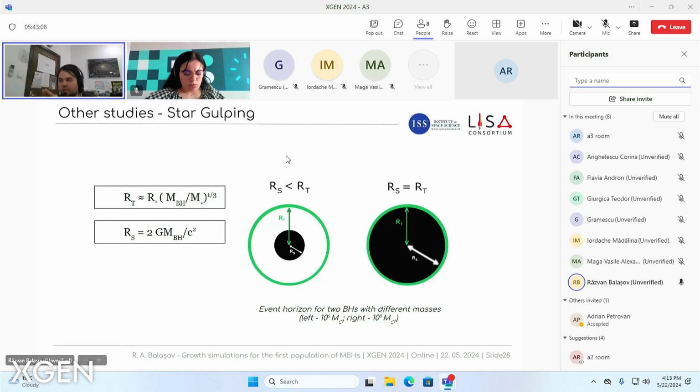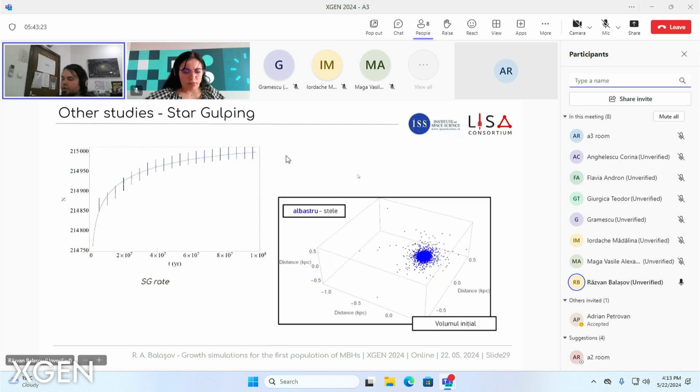It's a very efficient process, and this term was actually named by me and my team, star gulping, and this is an exotic way for the black hole to grow, very efficient. But the black hole has to be a little bit bigger. So I'm trying to integrate this into my simulations as a third method of black hole growth. And if it ever becomes famous, that will be really nice, because the term was coined here in Romania.